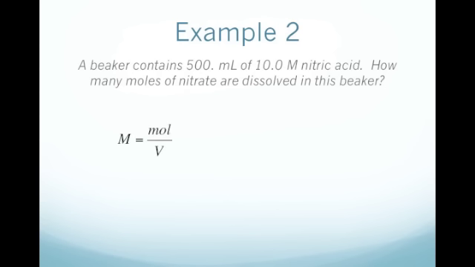Well, we start with our formula, and this time I need moles. So we got to get rid of that V on the bottom. We got to get rid of that volume. So I'm going to multiply both sides by V. These are going to cancel out, and this is going to be my formula. Number of moles equals V times M.